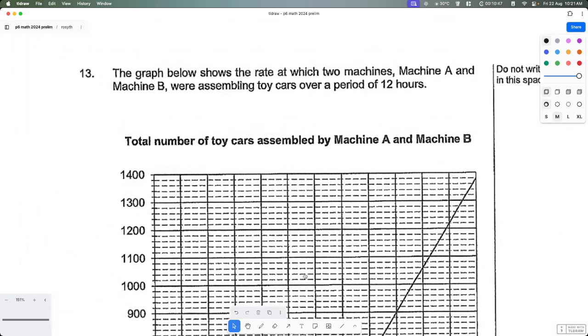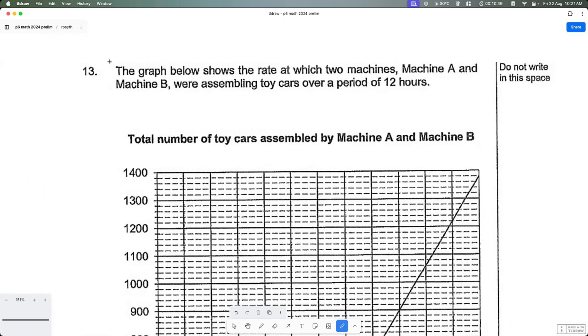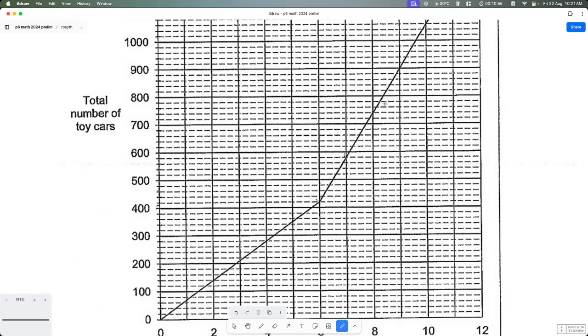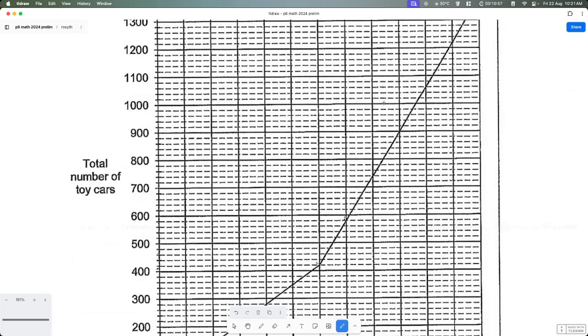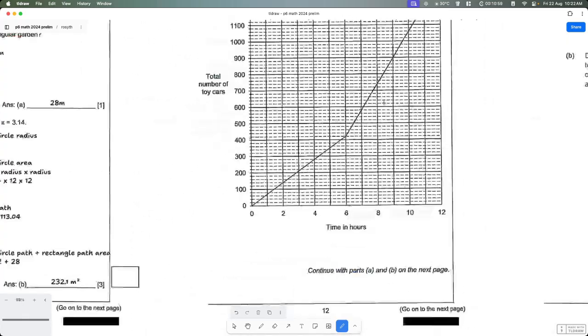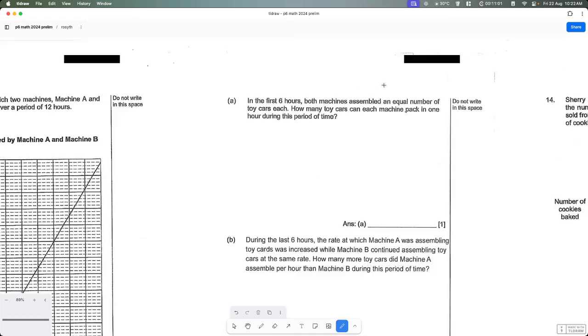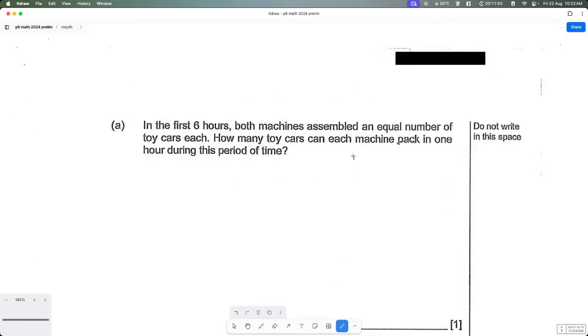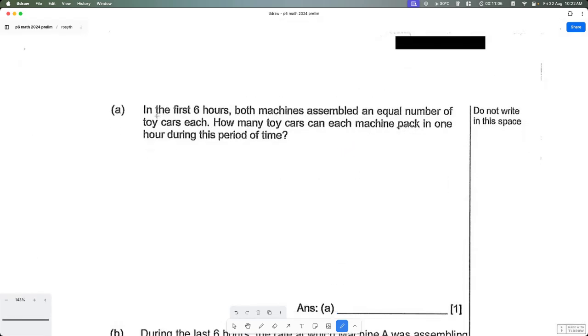Question number 13. The graph below shows the rate at which two machines, machine A and machine B, were assembling toy cars over a period of 12 hours. Okay, so let's continue from this, right? So in part A, in the first 6 hours, both machines assemble an equal number of toy cars. How many toy cars can each machine pack in 1 hour during this period?